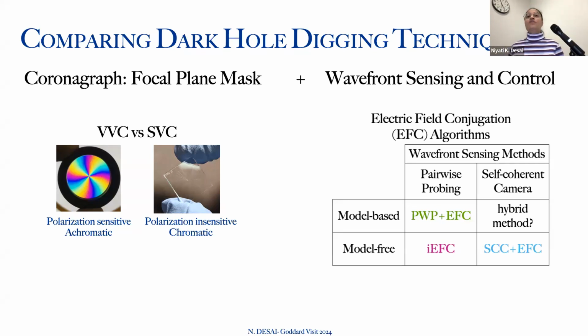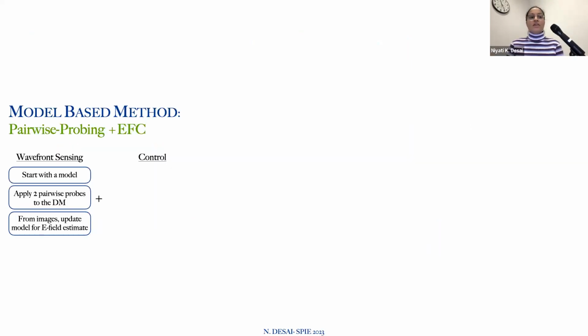Now, on the right-hand side, if you change the wavefront sensing method and you don't use pairwise probes, which you totally can do with the self-coherent camera, I'll talk a little bit more about how that works, then that's a model-free method that's just called self-coherent camera in most papers, but here I'm going to call it self-coherent camera plus electric field conjugation because that's the process you're doing for the control. And then there might be some hybrid method of these that we haven't really looked into yet, which could be kind of interesting. So again, I'm separating these wavefront sensing and control because it starts to get confusing when you're looking at new algorithms.